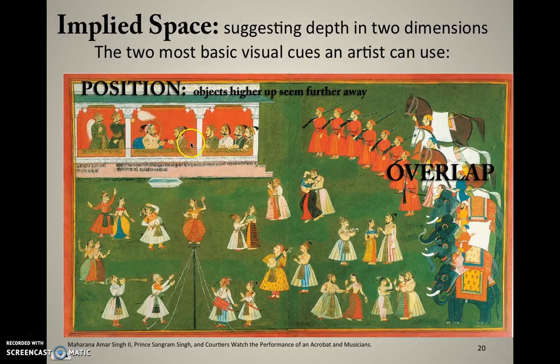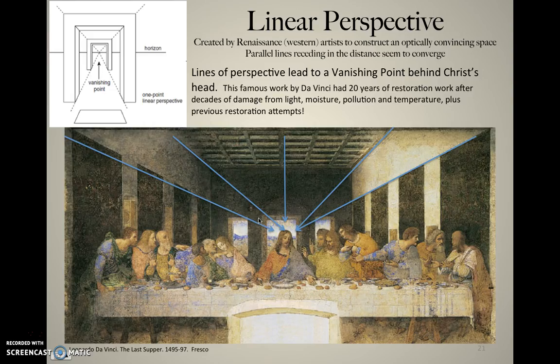Artists will try to imply space. So how do you suggest dimension in a work of art? If you put things higher up in a painting, they tend to feel further away. Or if you overlap objects, they tend to feel like they are going back in space. So this elephant feels like he's in the front, and this horse feels like he's in the back. Notice how this is a very non-Western work, whereas this is a Western work of art.